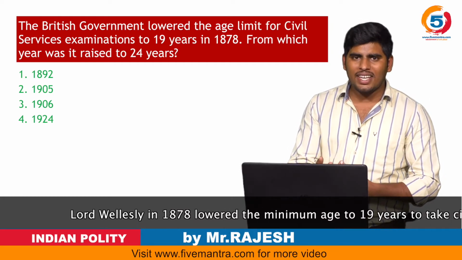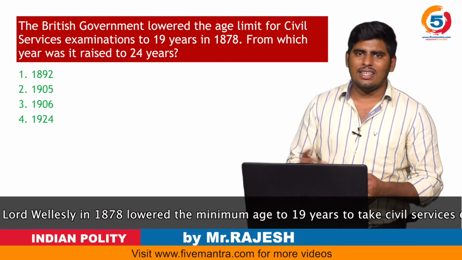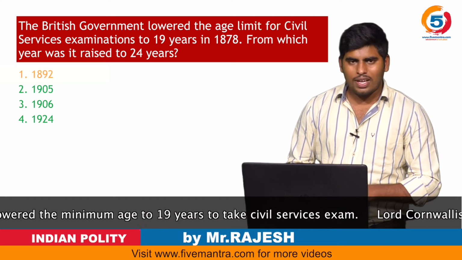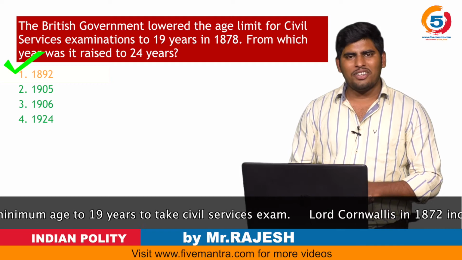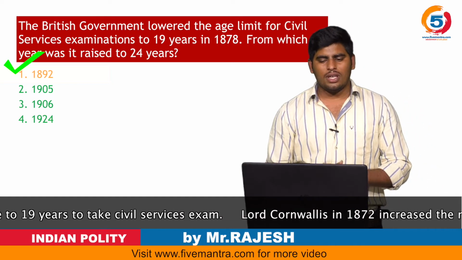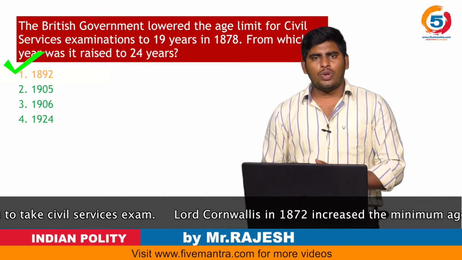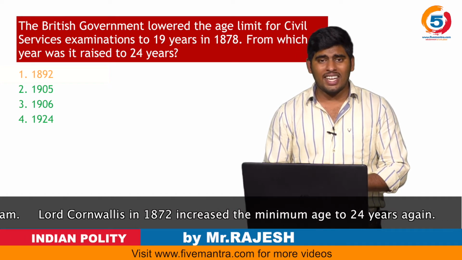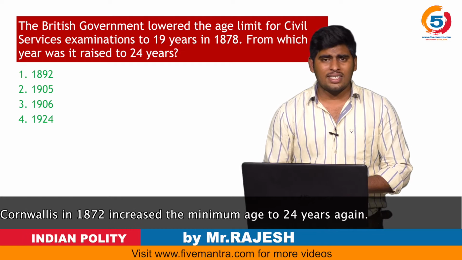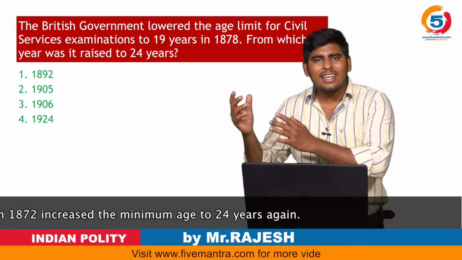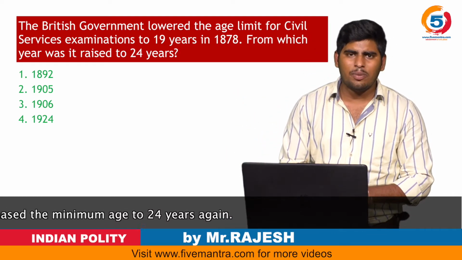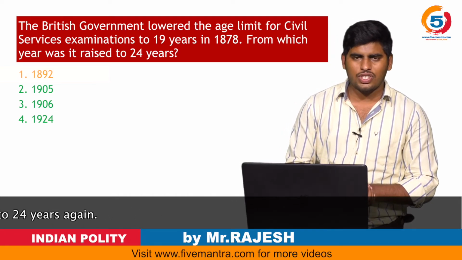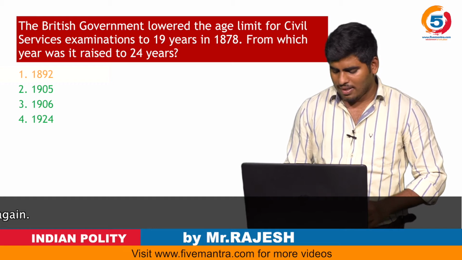Obviously, till 1899 we can see the services of Lord Cornwallis as the Governor General in India. So obviously the first option, 1892, would be the answer, because it is Lord Cornwallis who raised the minimum age to take up the exam to 24 years in 1892, and under Lord Warren Hastings in 1878 the minimum age limit was decreased to 19 to take up this civil service examination. Answer is first option, 1892.